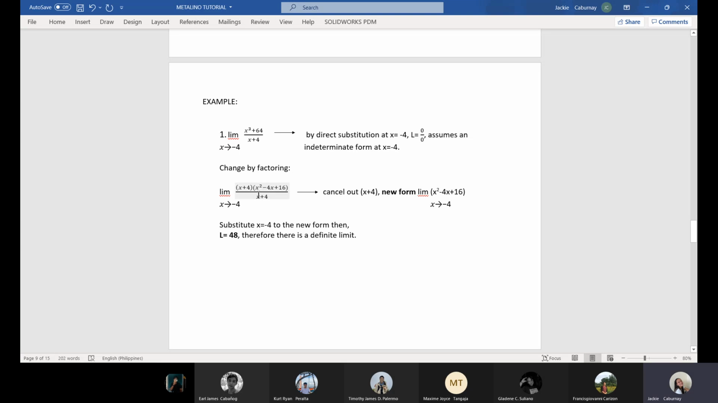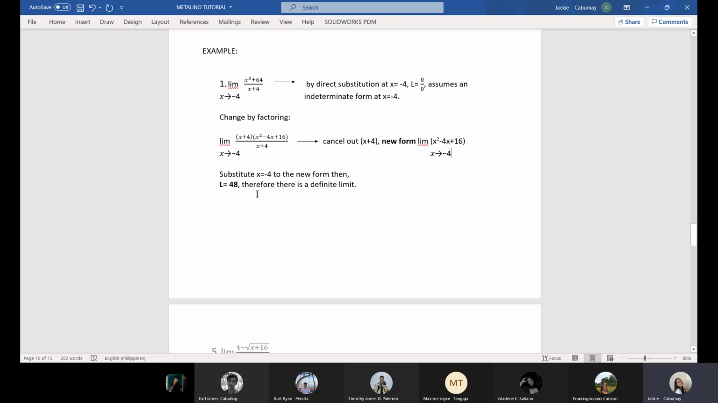Now you will see that the x plus 4 in the numerator and the x plus 4 in the denominator cancel out. So, you come up with a new form: limit of x squared minus 4x plus 16 where x approaches -4. With the new form, you can now use direct substitution. Substitute x equals -4 into the new form, then you get a limit of 48.